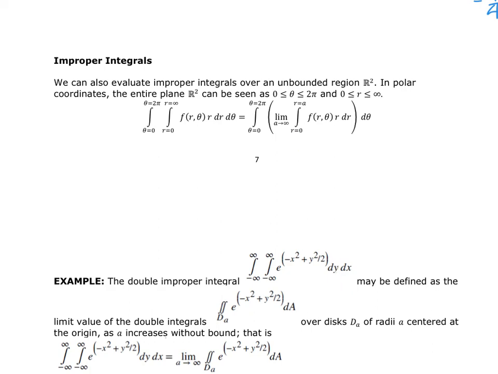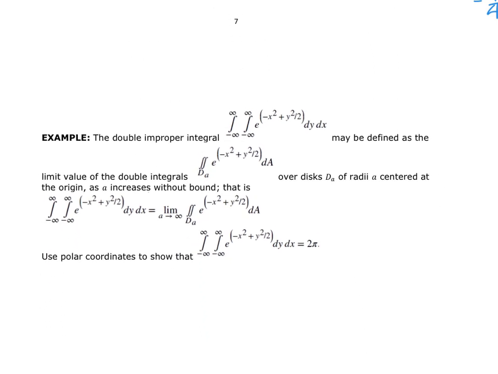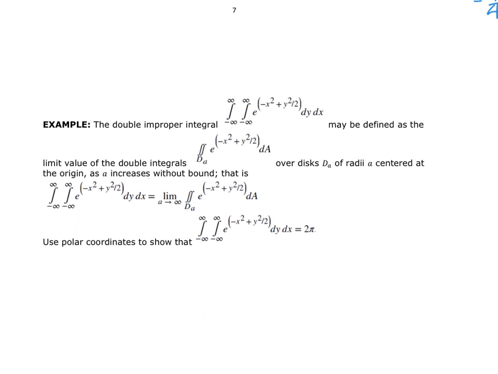So let's go ahead and take a look at this example. They're asking us to take the double integral from negative infinity to infinity and negative infinity to infinity of e raised to the negative x squared plus y squared over 2 dy dx. It can be defined as a disk D sub a of radius a centered at the origin. And as a increases without bound, we end up taking this god-awful integral and turning it into something like this. We want to show that this god-awful integration becomes just 2 pi.